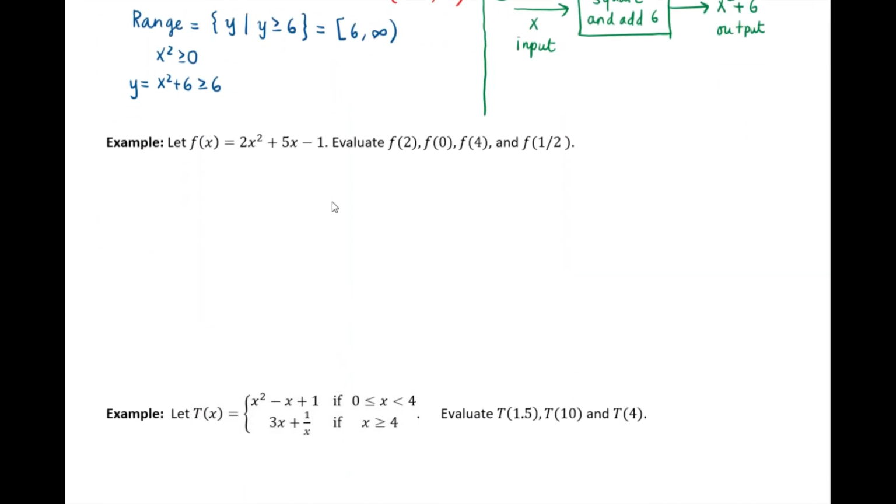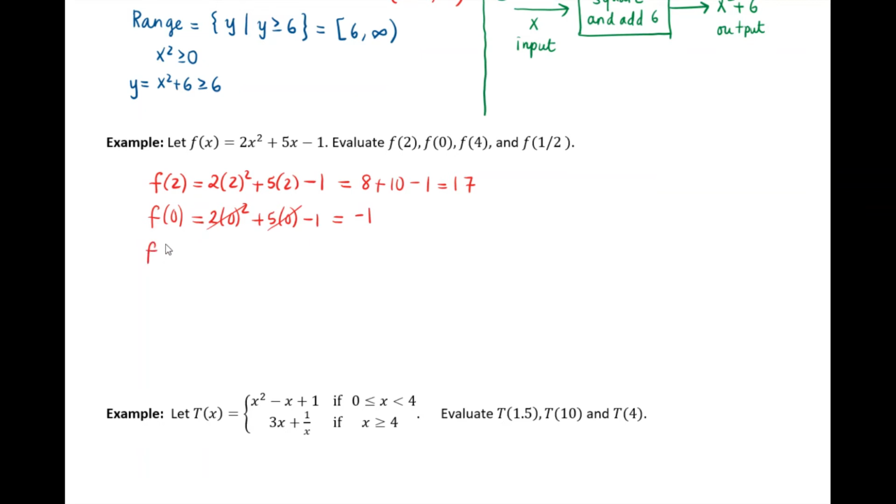So this is simple. You try to do some computations. You plug in, for example, find f of 2. That's going to be 2 times 2 squared plus 5 times 2 minus 1. So that's 4 times 2, it's 8 plus 10 minus 1. So that's going to be 17. We'll look at f of 0. It's going to be 2 times 0 squared plus 5 times 0 minus 1. So you see that's 0, so it's going to be negative 1.